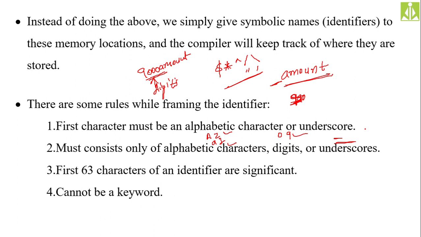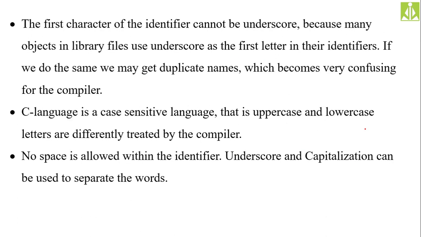That means if you give more length to your identifier, more than 63 characters, it will simply ignore the rest of the characters and consider only the first 63. And your identifier should not be a keyword. What are keywords and how important they are in C language, we will discuss in our next slide.